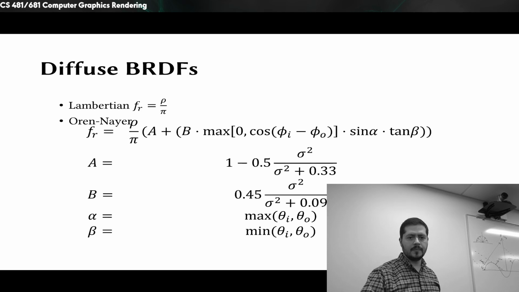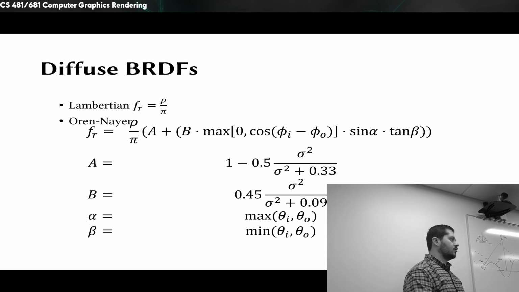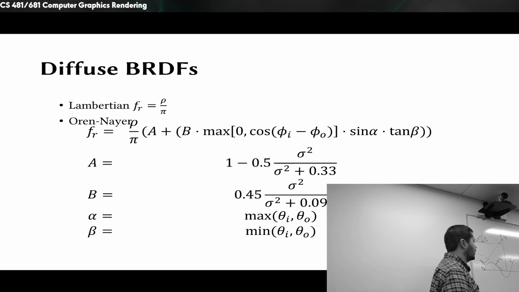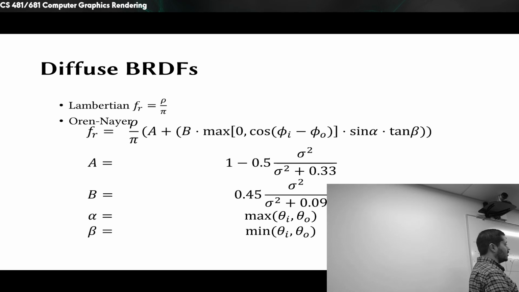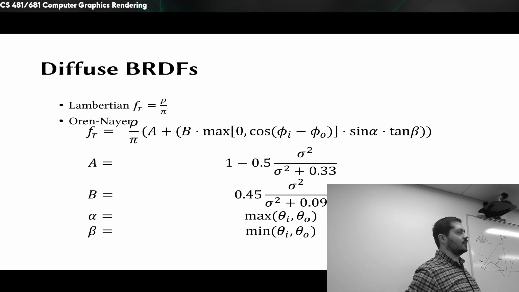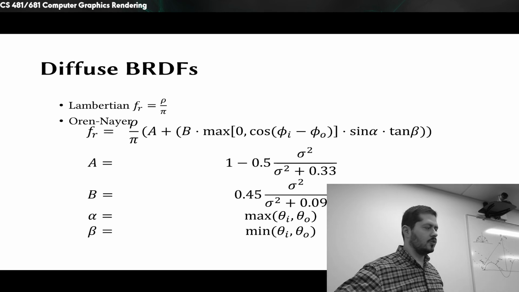Can you make sure that they're actually physically based? So let's talk about diffuse BRDFs, because I feel like these are the simpler ones to understand. So when it comes to Lambertian, it's actually pretty easy for us to do these tests, right? The idea behind Lambertian is that it's constant. So it's rho over pi.